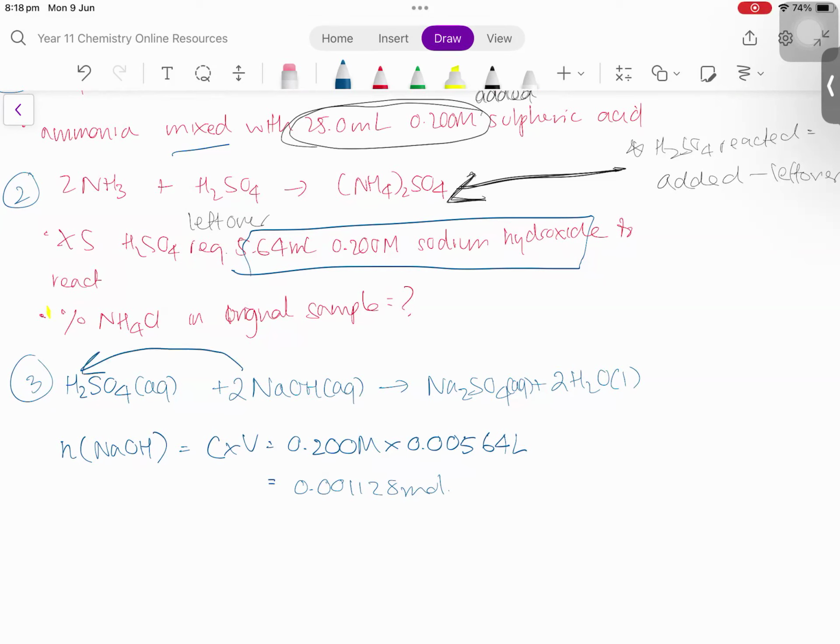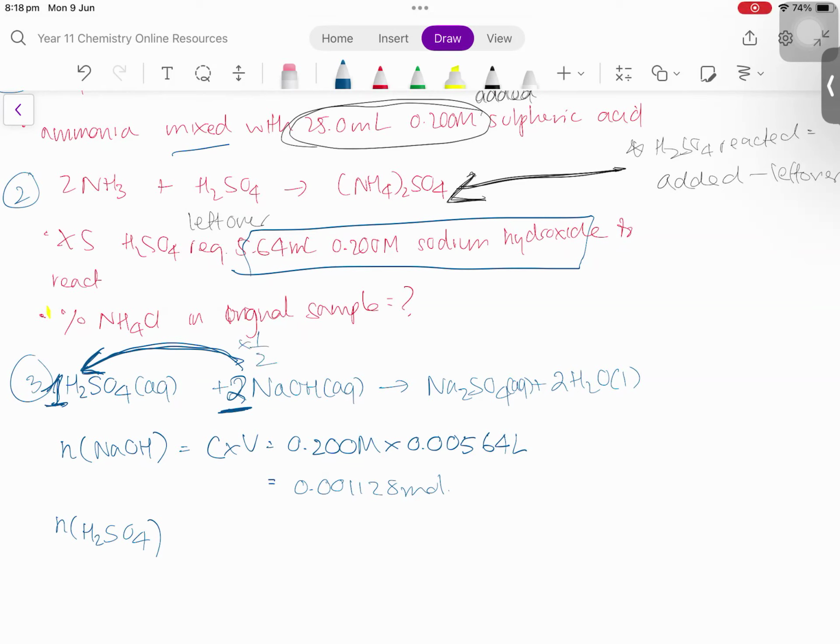So guys, it's a 1:2 ratio. I'm starting off at the sodium hydroxide and I want to go to the sulfuric acid. I'm going to go from 2 to 1. What do you want me to do to get the moles of sulfuric acid? Divide by 2, good, or times by half.